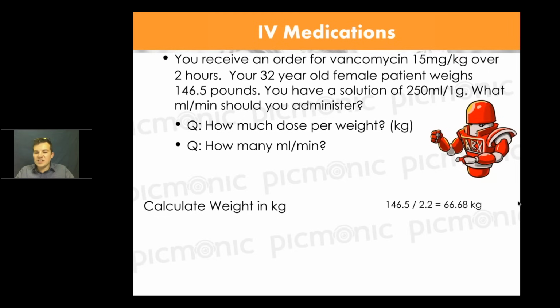So 66.68, or 2.2 is a rounded number. You can go further into 2.2 for kilograms to pounds, but you should come up with right around 66.68.